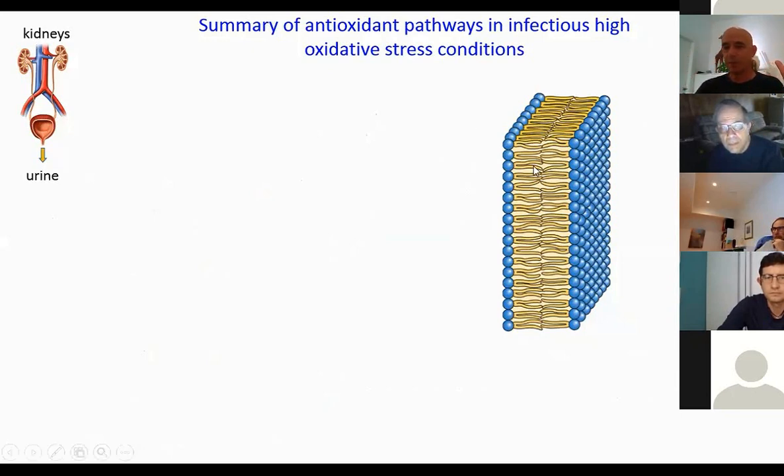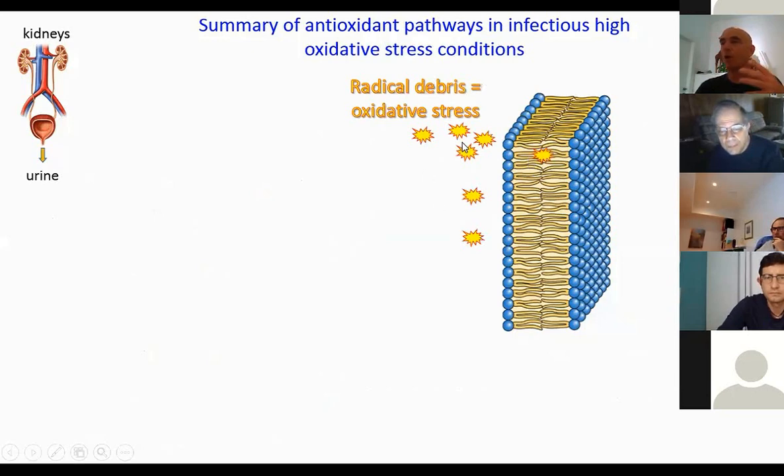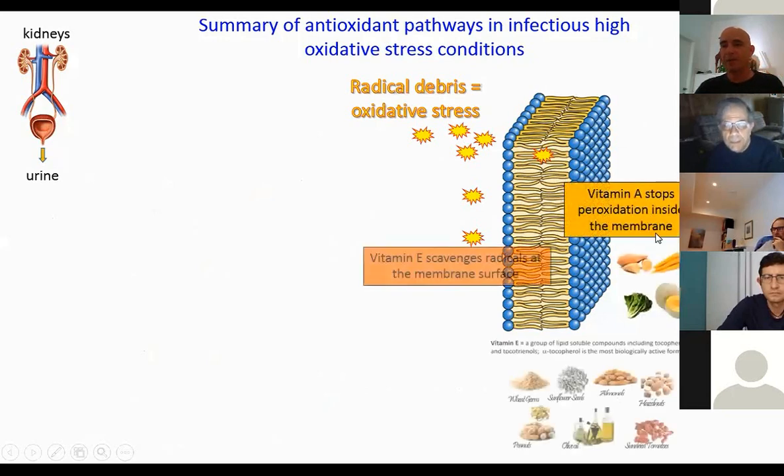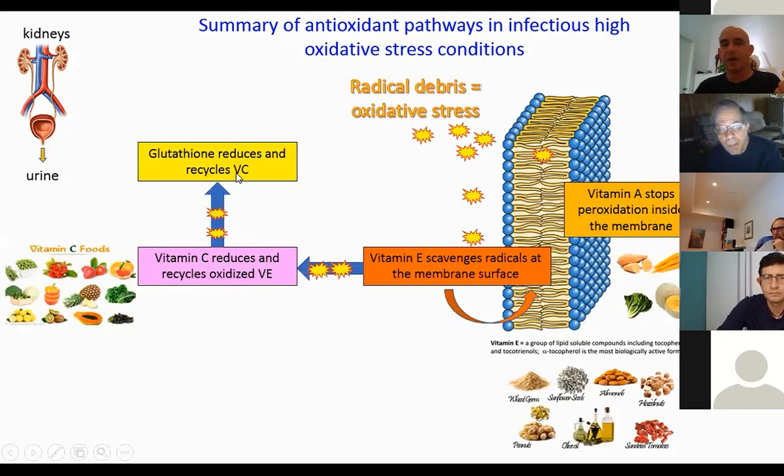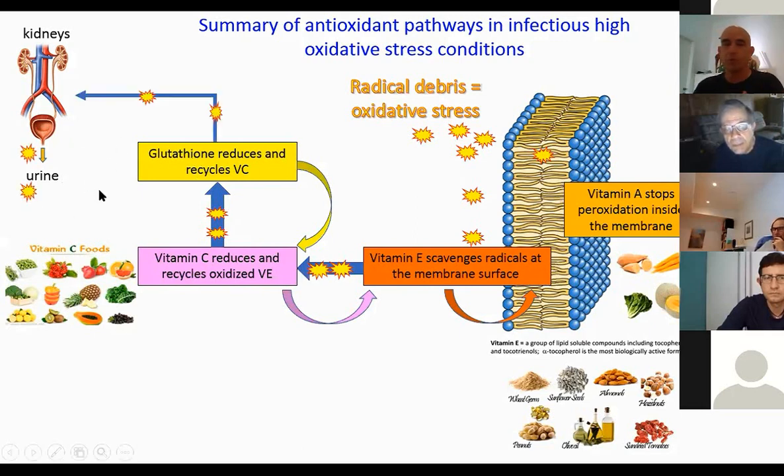So this is the membrane. This is the oxidative stress, the free radicals floating in the blood, wanting to attack our membranes. We have vitamin A from the food. We have vitamin E from the food. We have vitamin C from food, neutralizing vitamin E and recycling it. We have glutathione, reducing and recycling vitamin C, and then vitamin C is ready to recycle vitamin E again. So these loops carry on all the time, and everybody is happy, and we excrete glutathione in the urine, and you can find it just in your urine in normal condition.